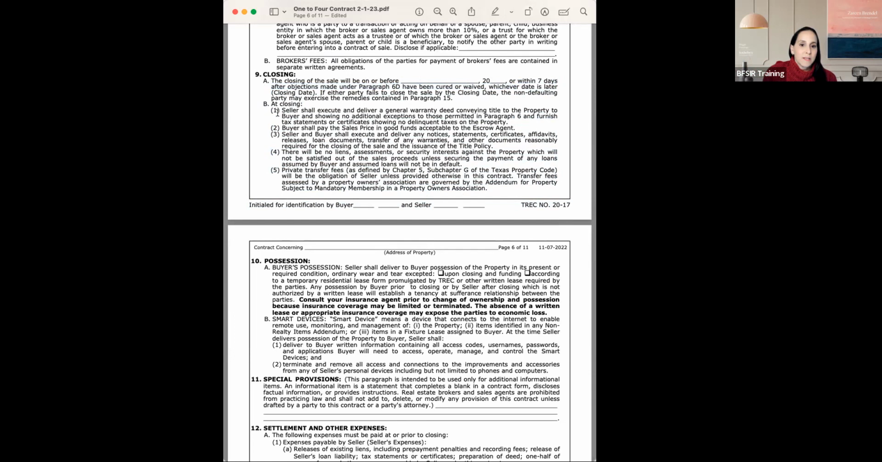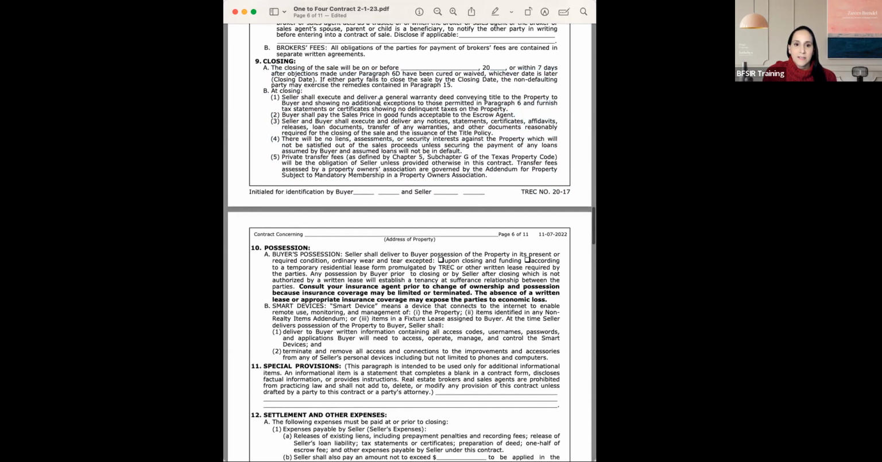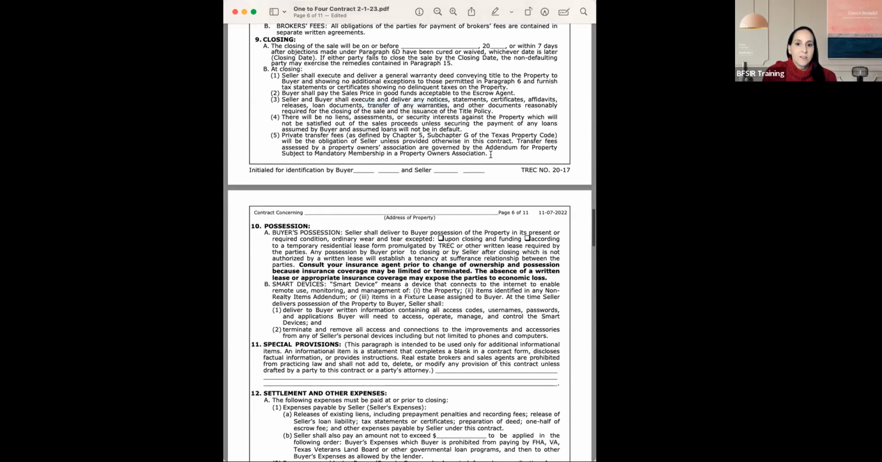And then this says who's responsible for what at closing, right? There is nothing new in here except that it says transfer of warranties here. So hold on, let me see exactly where that is. Transfer of warranties. Before, it said all of the rest of this; this is the new language. Seller and buyer shall execute and deliver any notices. So now the contract is acknowledging that. And this is a whole separate new provision for you to notice. Private transfer fees will be the obligation of seller unless provided otherwise in this contract.